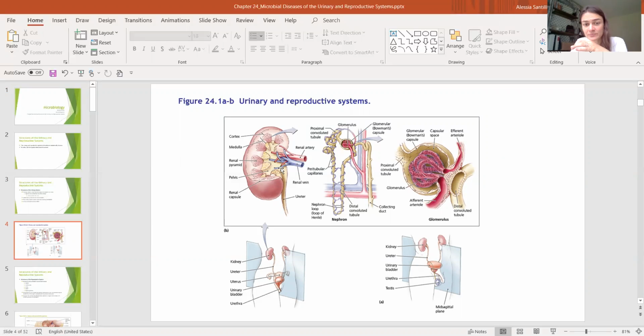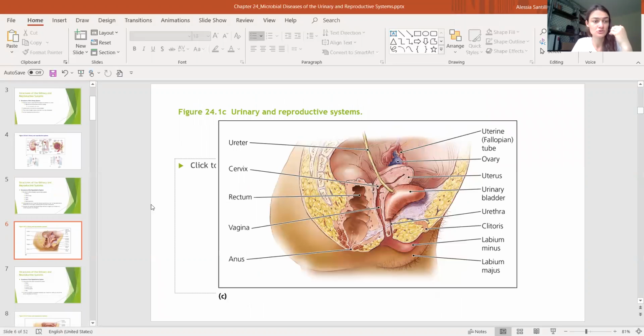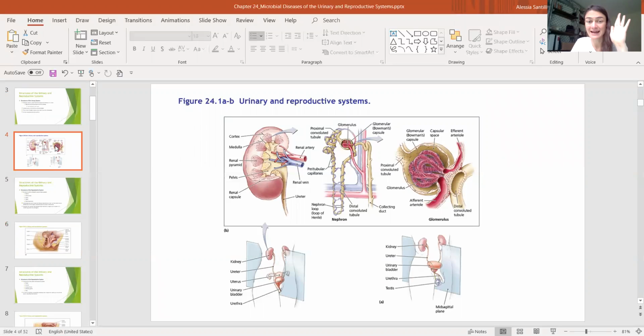From here, the urine is brought through the ureter to our bladder, and then from our bladder through our urethra, and then out. So we have kidneys, ureter, bladder, and then the urethra. Same thing with males: kidneys, ureter, bladder, urethra.